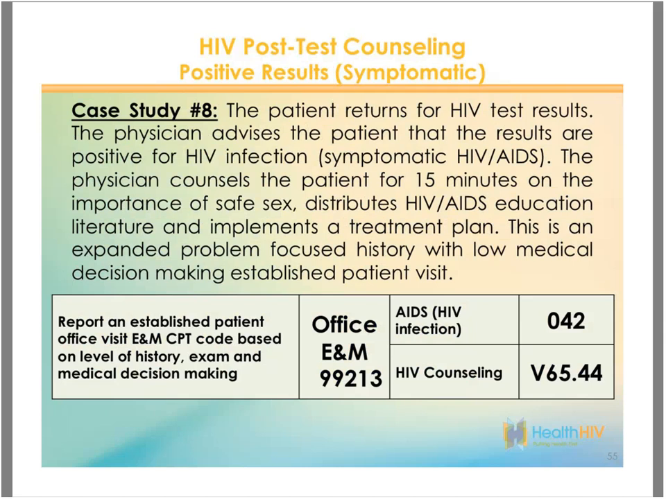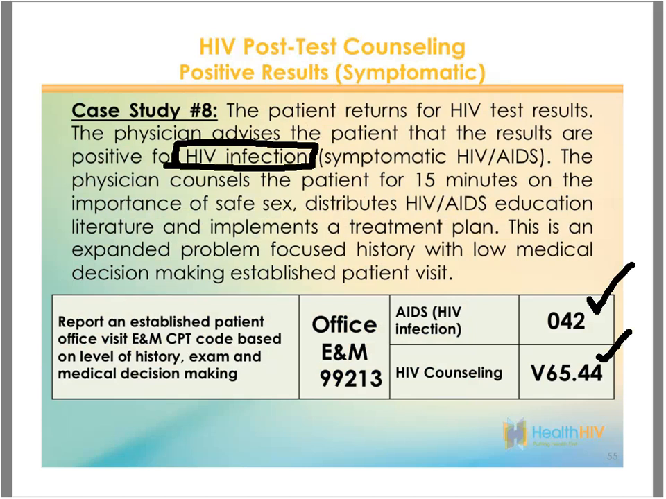This is another scenario, and again, it's similar to the previous one. The only difference is this patient has the diagnosis, and they are diagnosed with the infection. So 042 is the principal diagnosis. V65.44 is the secondary diagnosis. The same course of treatment was taken, or the same treatment plan and action was taken.